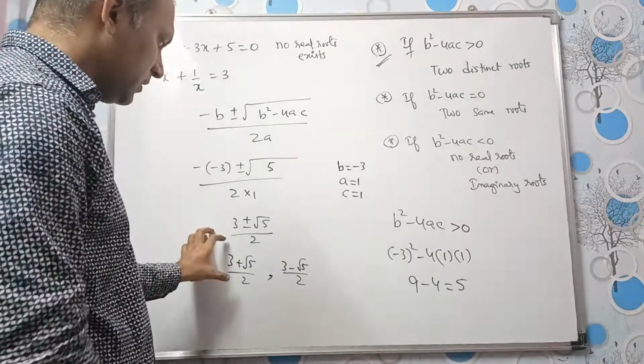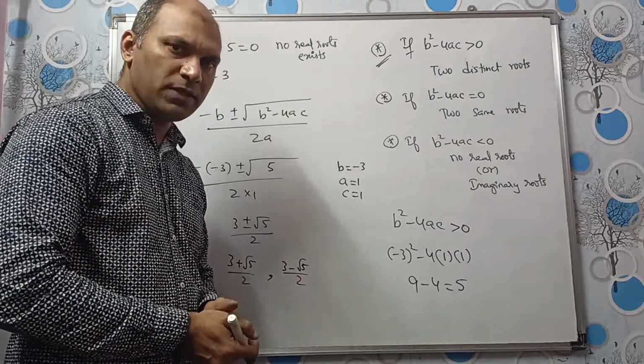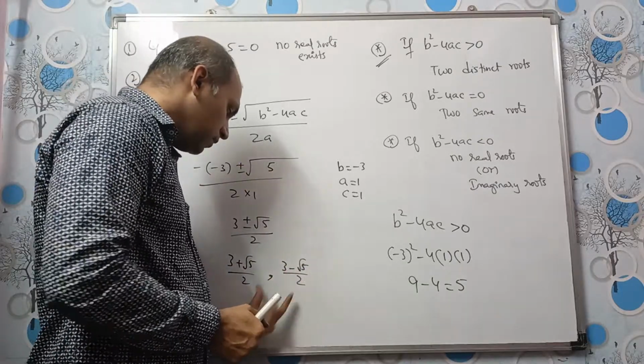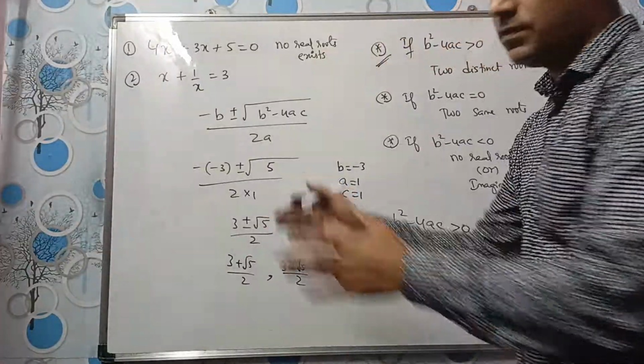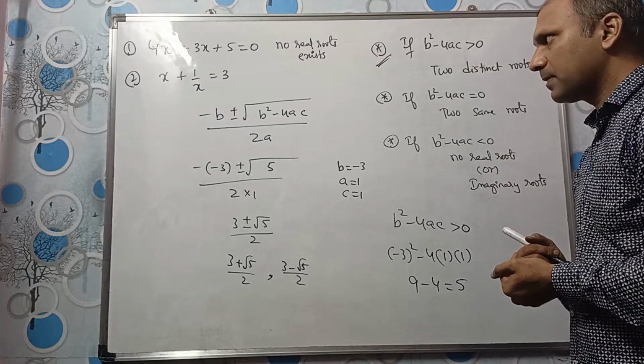I hope this is clear. Can we use the factorization method and find this kind of roots? Not possible, right? Completing the square and the quadratic formula we can use to find this type of roots. I hope you understood the nature of the roots concept.